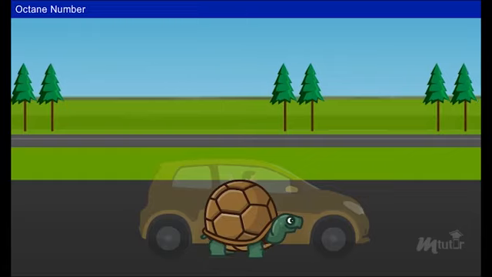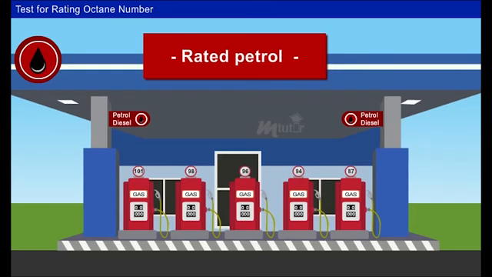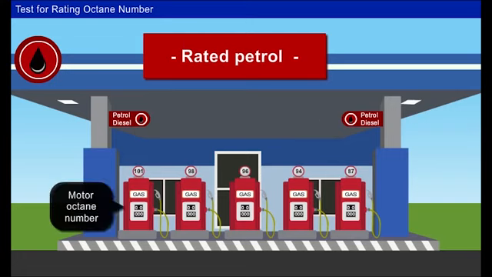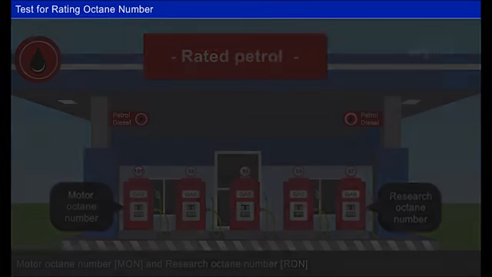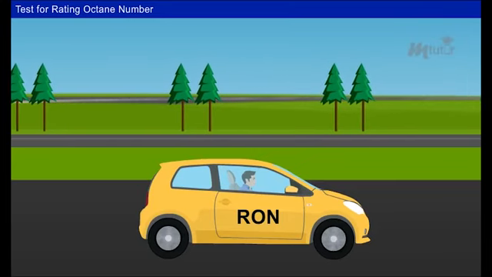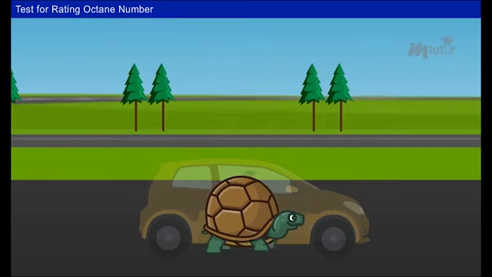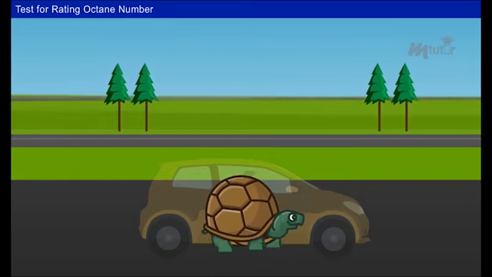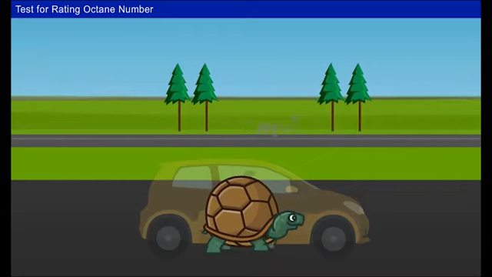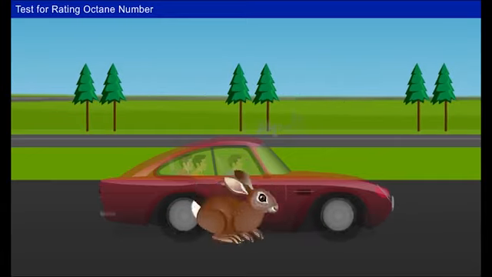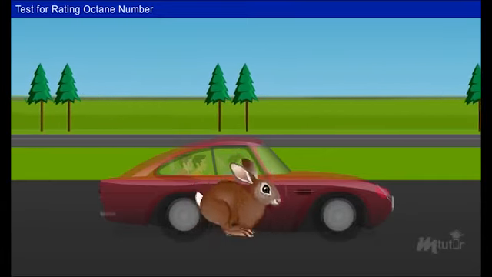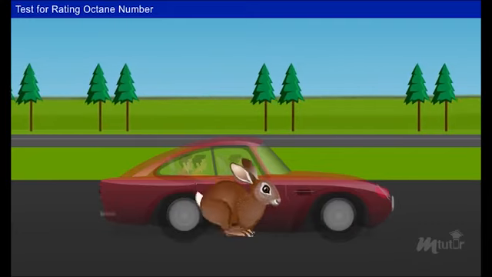will get the same mileage but will face knocking. Two common methods of rating gasoline and other spark ignition engine fuels are the motor method and the research method. These give the motor octane number, MON, and the research octane number, RON. The research octane number method measures anti-knock performance under relatively mild operating conditions. The engine is run at mild load and low speed. The motor octane number method measures anti-knock performance under relatively severe operating conditions. The engine is run at severe load and high speed.